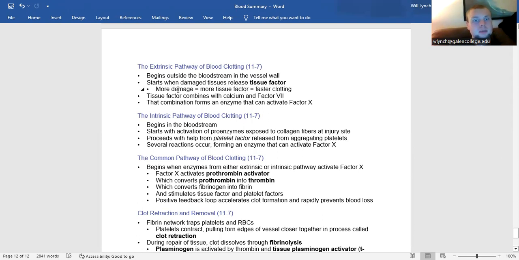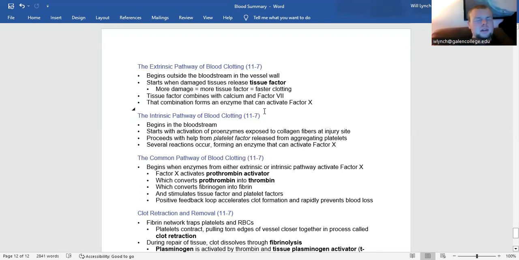The greater the amount of damage, the more tissue factor is going to be released, the faster the clotting is going to occur. Tissue factor is going to bind with calcium around the area and factor 7. That combination of calcium, factor 7, and tissue factor is going to form an enzyme that is able to activate what is known as factor 10. And factor 10 is what goes into the common pathway of clotting.